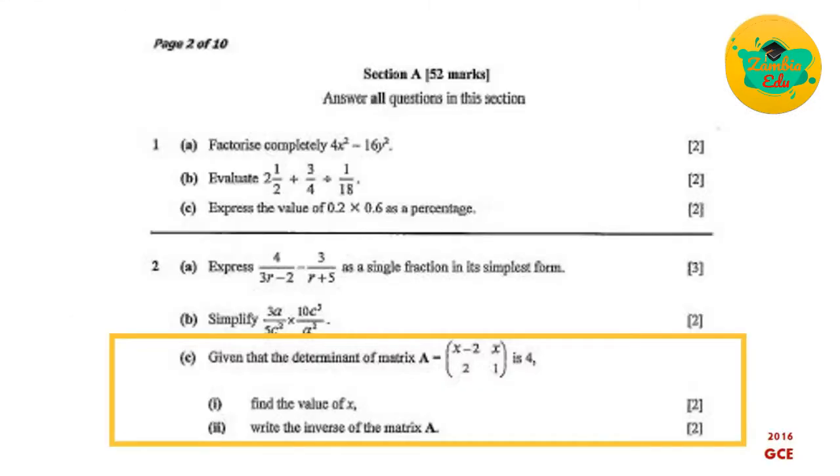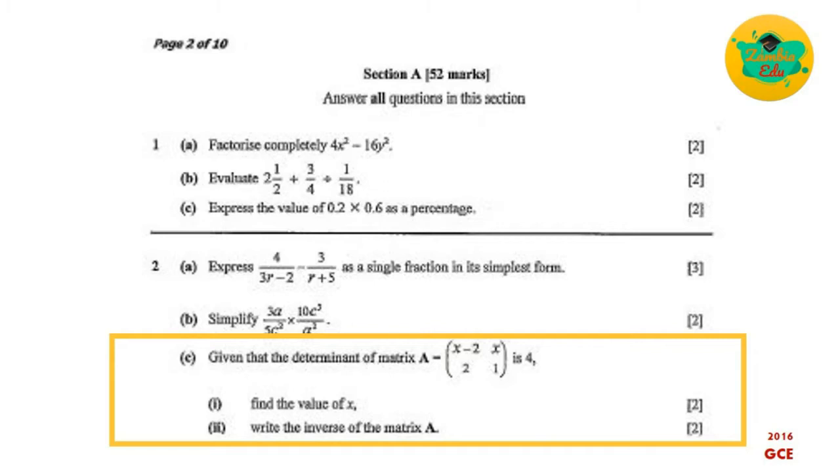Given that the determinant of matrix A is equal to x minus 2, as we're able to see there on the screen, x, 2, and 1. The determinant of that matrix is 4. Question 1. Find the value of x.